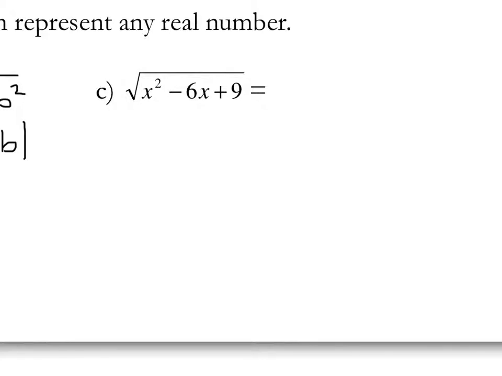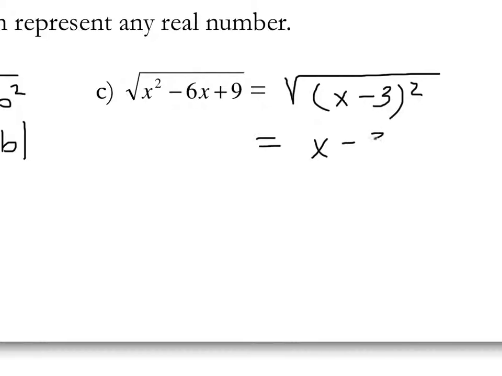Well, this doesn't look like you could take the square root of it, but you need to factor it. It's a special product. How can you factor it? x minus 3 squared. So we want the square root of x minus 3 squared. That gives us just the x minus 3, and don't forget the absolute value.